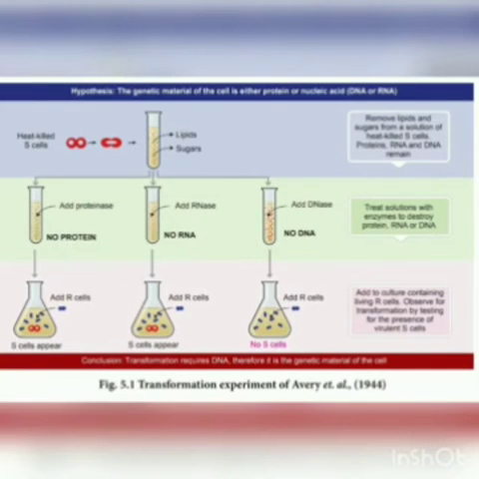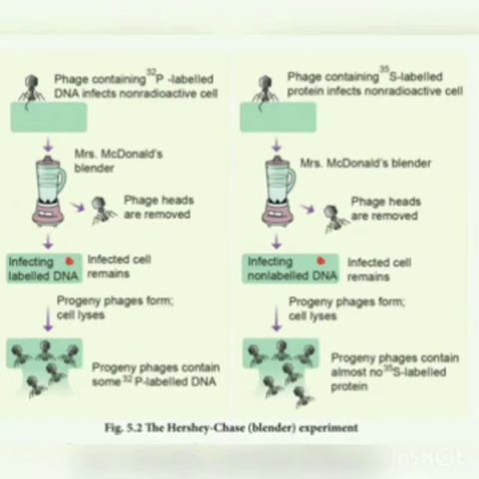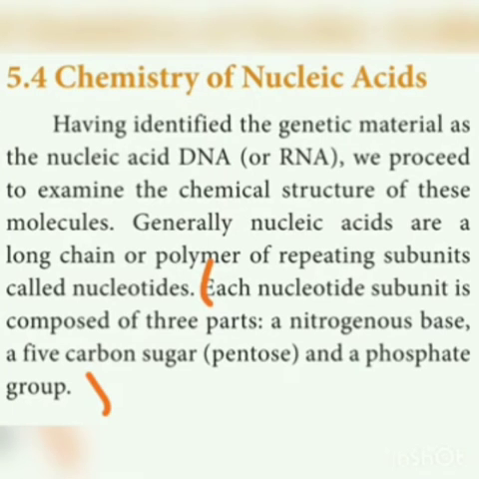And then what is meant by transformation? So the transformation experiment of the genetic material. Okay, so you have to read that. Next is the Hershey and Chase experiment. In chemistry of nucleic acids, what are the different subunits of a nucleotide? Very important question. 3 units: nitrogenous base, pentose sugar and phosphate group. You have to read all three. So nitrogenous bases, pentose sugar and phosphate group.